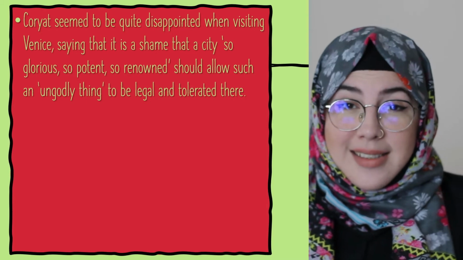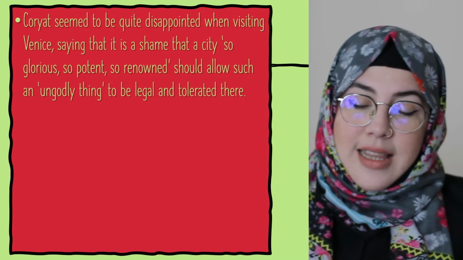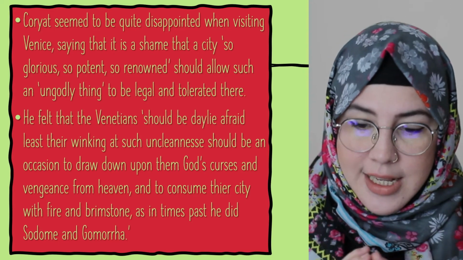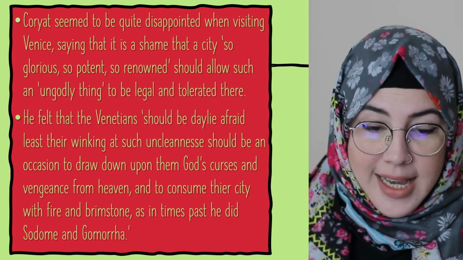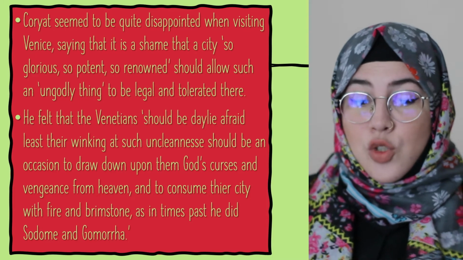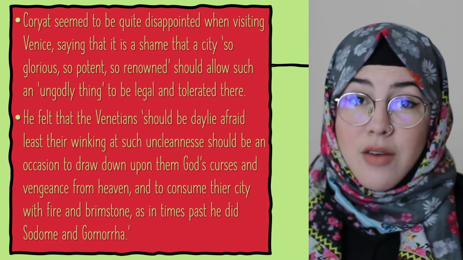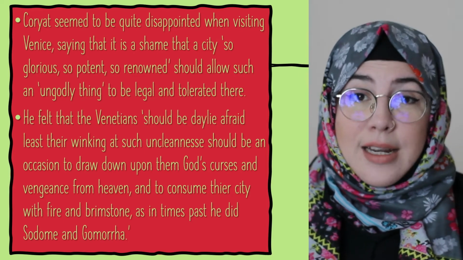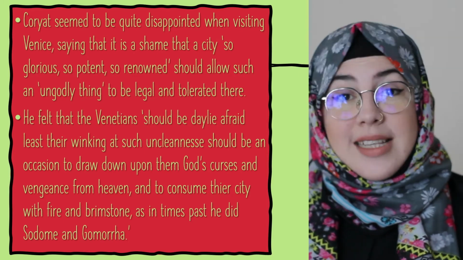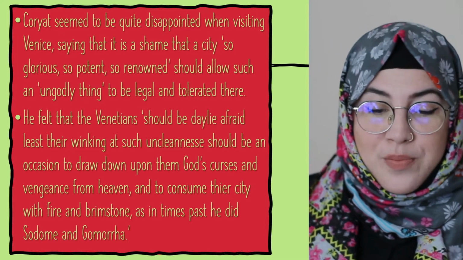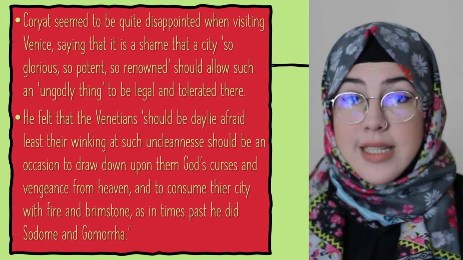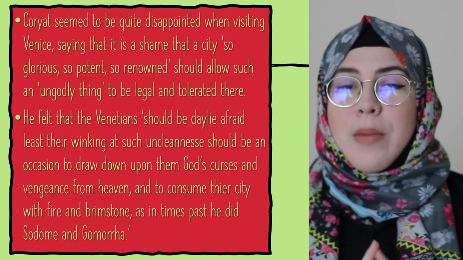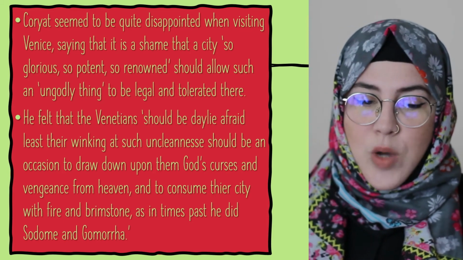He was so stunned that he felt that the Venetians should, and I quote, and I will actually read this, "should daily afraid lest their winking at such uncleanness should be an occasion to draw upon them God's curses and vengeance from heaven, and to consume their city with fire and brimstone, as in time past he did Sodom and Gomorrah." Through Coryat's reaction to the courtesans of Venice and wider society, we can imagine how the English public may have felt towards Venice and the courtesans as well.